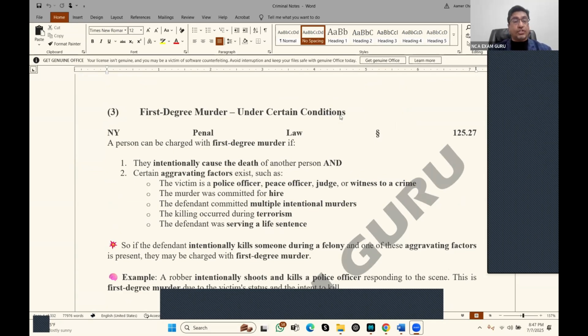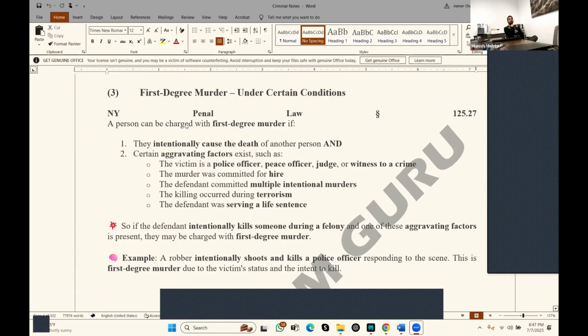Manish bhai, under certain conditions, can you read? Yes, sir. A person can be charged with first degree murder if 1, they intentionally cause the death of another person, and 2, certain aggravating factors exist, such as the victim is a police officer, peace officer, judge, or a witness to a crime.